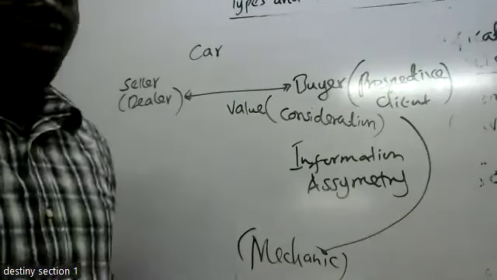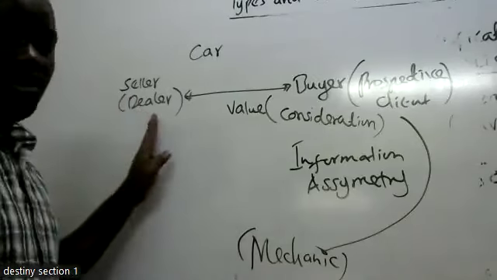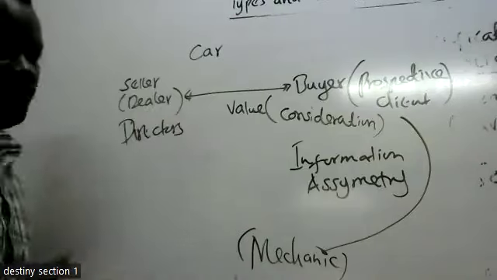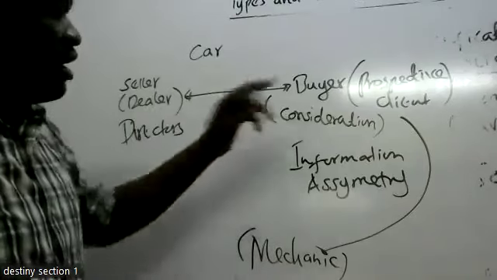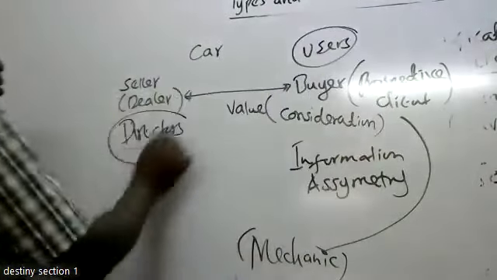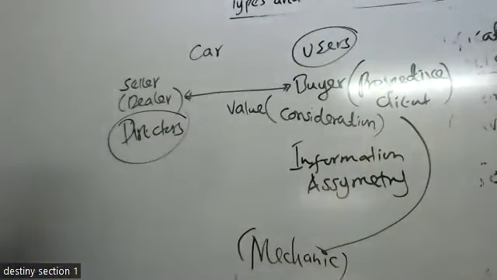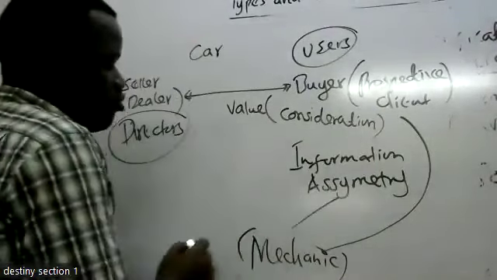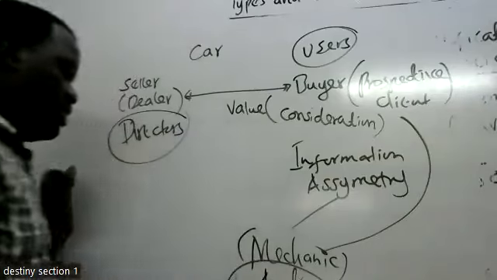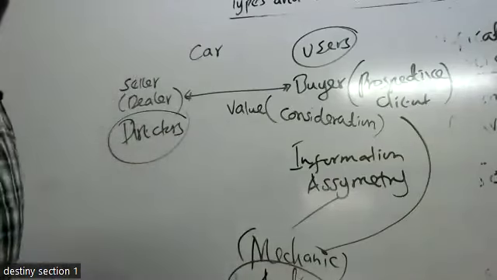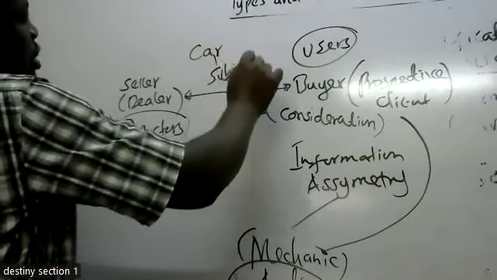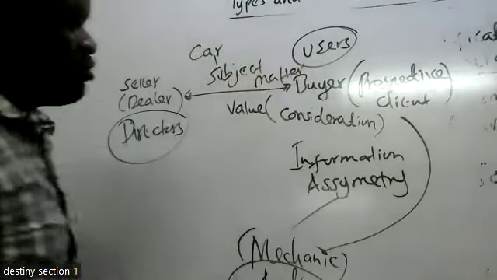The same also applies for auditing, whereby the seller here symbolizes the directors or the responsible parties whose work is to prepare the financial statements. The buyers are the users of the financial statements. Then the mechanic here is now who? The auditor, or the professional engaged by the owners of the firm to examine the subject matter and give them information. Then the car here represents the subject matter. The subject matter, what are we examining? What are we reviewing? So that we're able to do what?